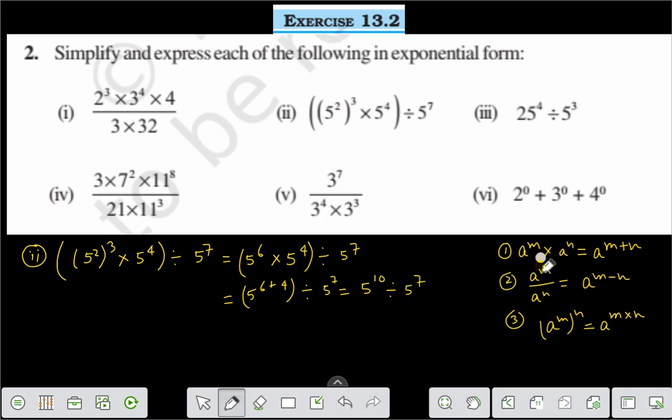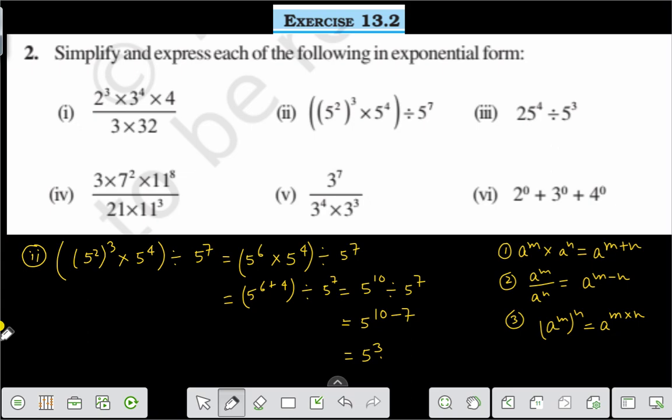We'll apply this formula, a to the power m by a to the power n is equal to a to the power m minus n. Therefore, we can write 5 to the power 10 minus 7, that is 5 to the power 3. And that is the answer of question number 2. Right? Now we'll solve question number 3.